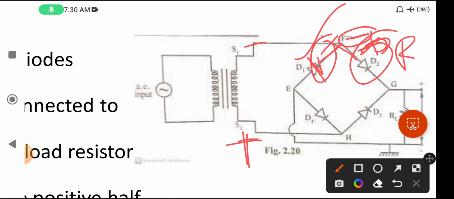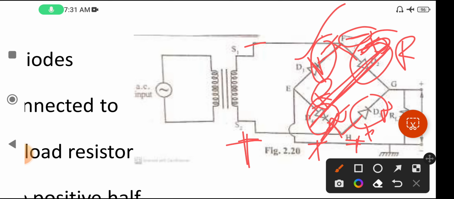Now it is positive. So here also positive. Positive is connected to this side and this side also, and this side is P type and N type. So P type positive, it conducts, and this side is negative. Negative and positive, it is reverse bias. So that is why these two diodes do not conduct, but this and this conduct.